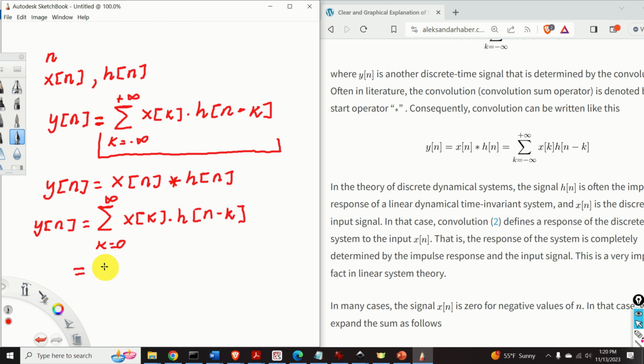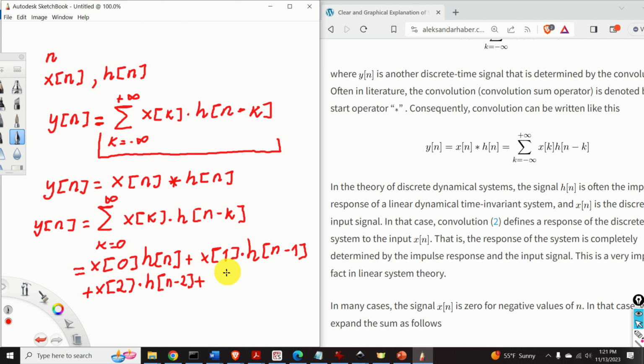And for k equal to 0, we have x of 0 multiplying h of n. Plus, for k equal to 1, we have x of 1 multiplying h of n minus 1. Then let's proceed. For k equal to 2, we have x of 2 multiplying h of n minus 2. Then for k equal to 3, we have x of 3 multiplying h of n minus 3, etc.